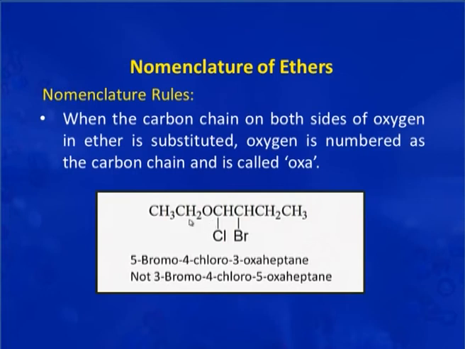Another example again emphasizes the same issue. Here you can see that the main chain contains 7 carbon atoms and position 3 has an oxygen atom. Now, the name given for this molecule will be 5-bromo-4-chloro-3-oxaheptane and not the other way around, that is 3-bromo-4-chloro-5-oxaheptane.